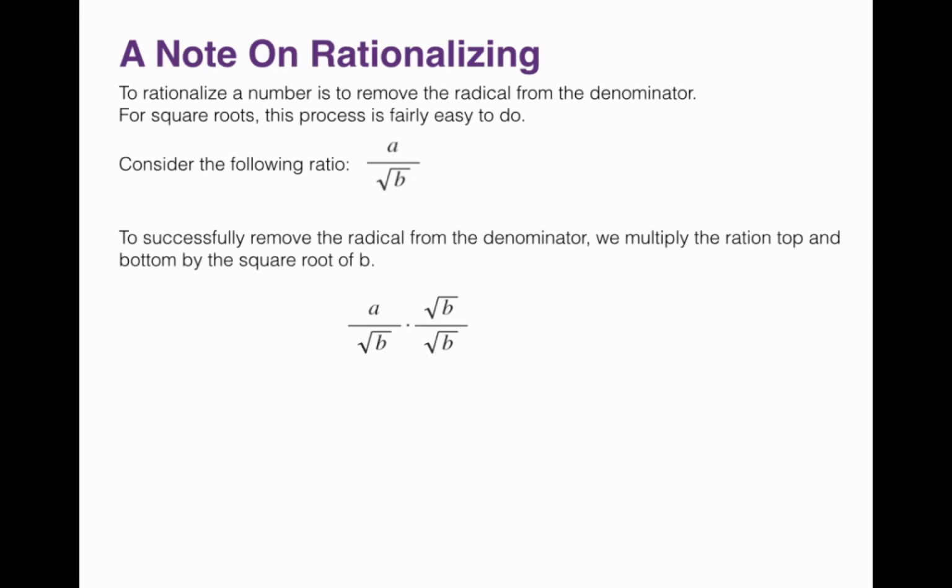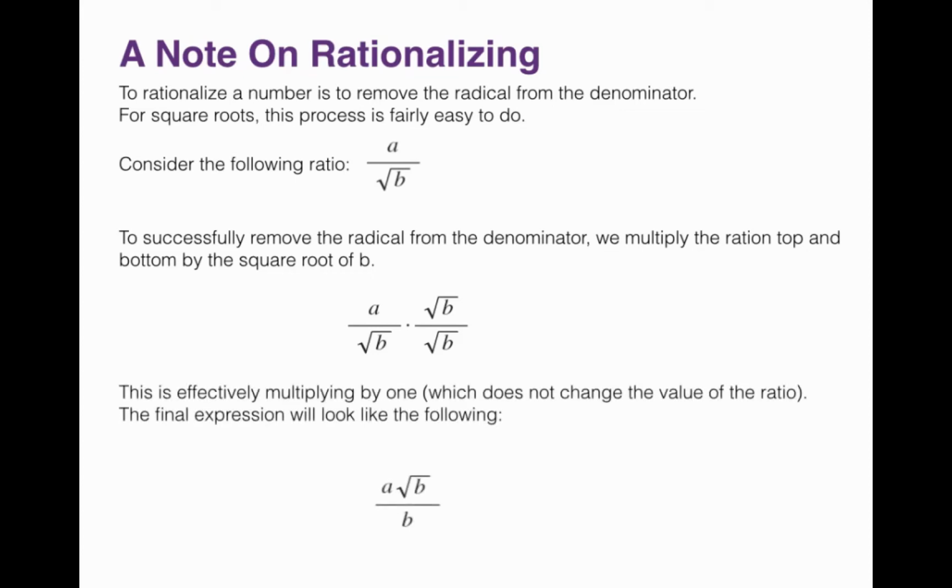In order to rationalize it successfully, I multiply the top and the bottom by the square root of b. This is the same as multiplying by 1. My final answer will be a square root of b over b. The whole concept is that the radical no longer exists in the denominator. That's why we rationalize.